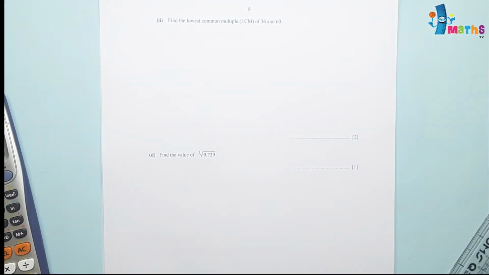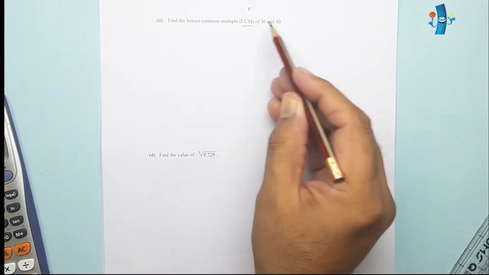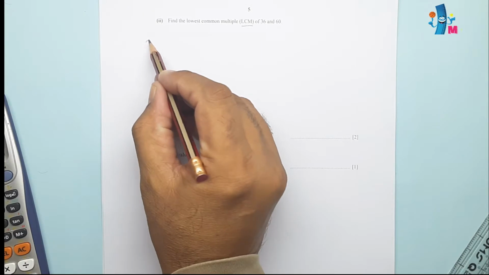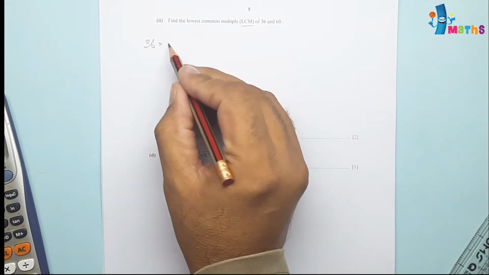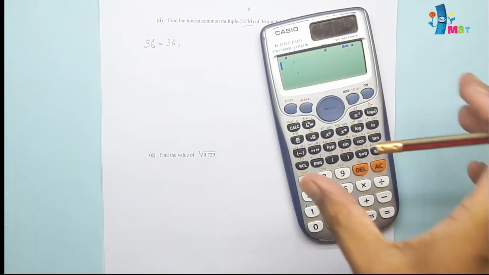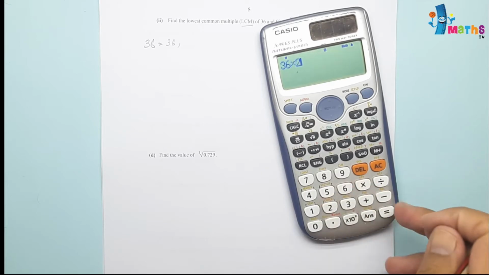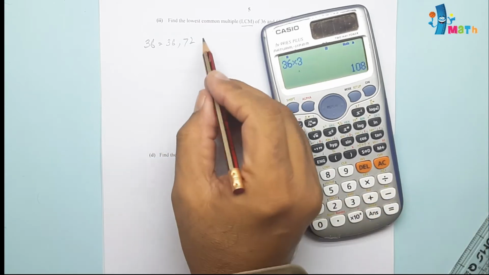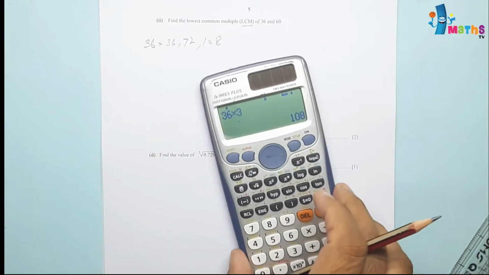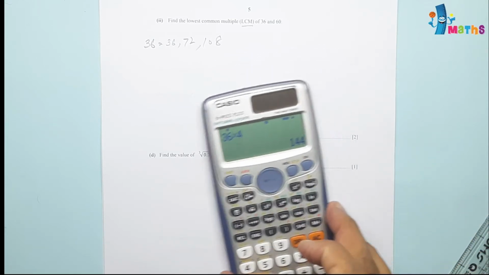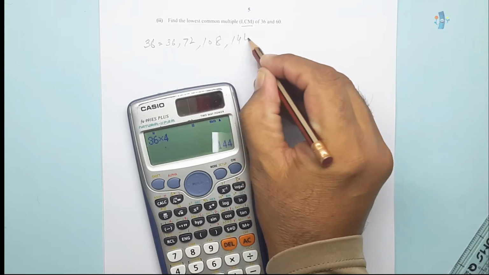Second part, find the lowest common multiple, LCM, of 36 and 60. We have to write down the least common multiple. We'll be writing the multiples. For example, multiples of 36 will be 36, then 36 ones are 36. We can use a calculator even for simplification. 36 multiplied by 2 will be 72. Then 36 multiplied by 3 will be 108. Then by 4 will be equal to 144. So we can include 144.